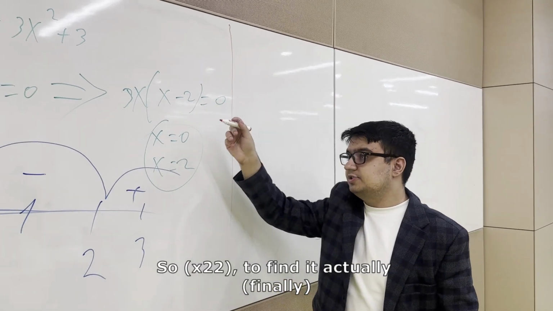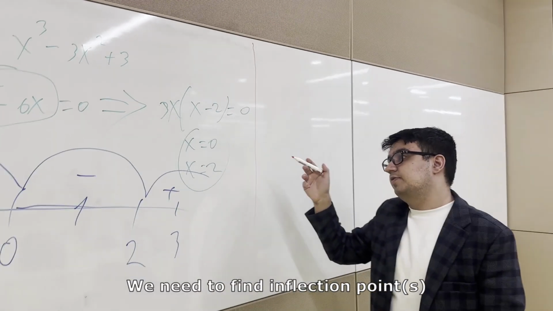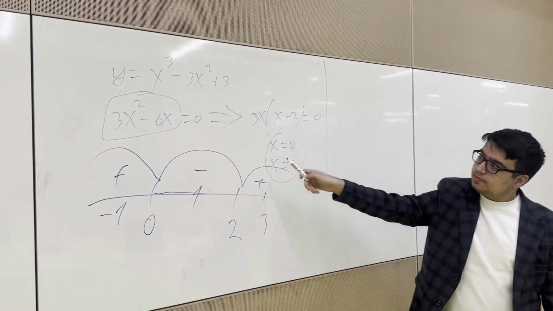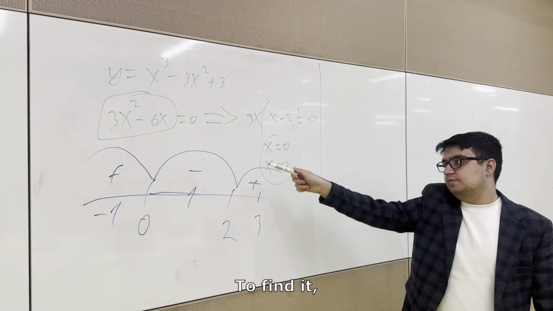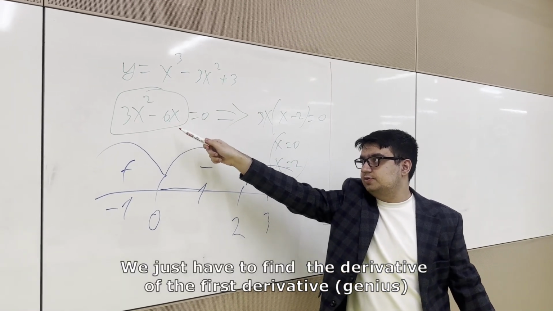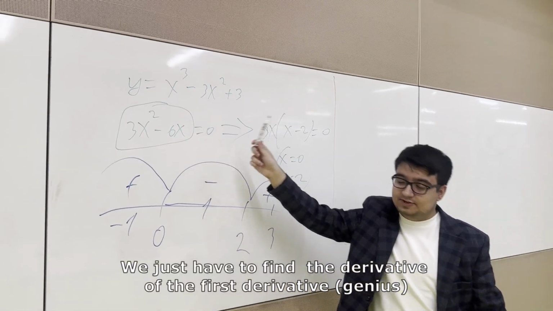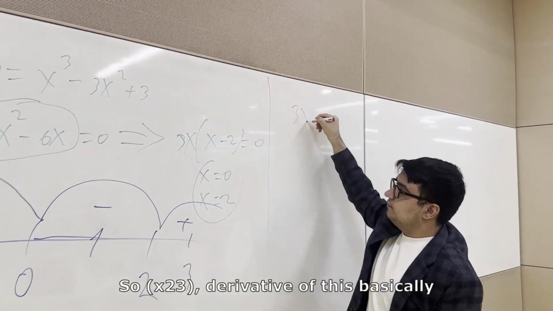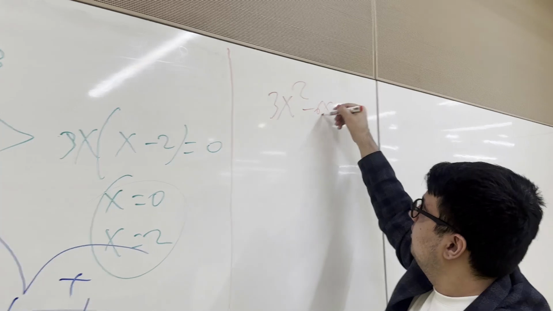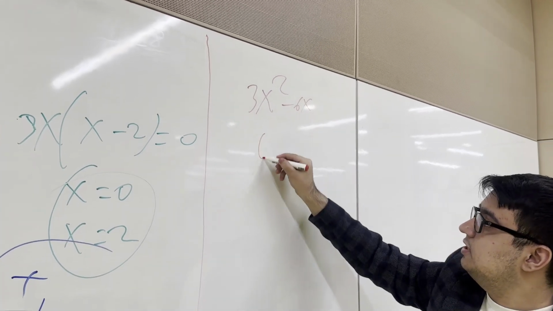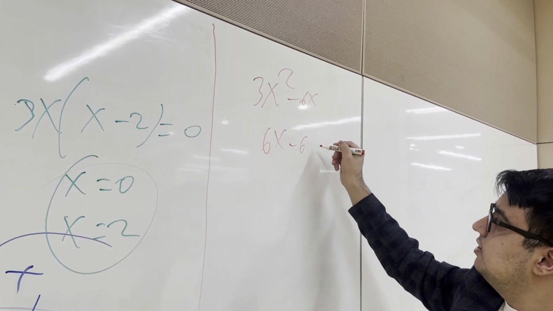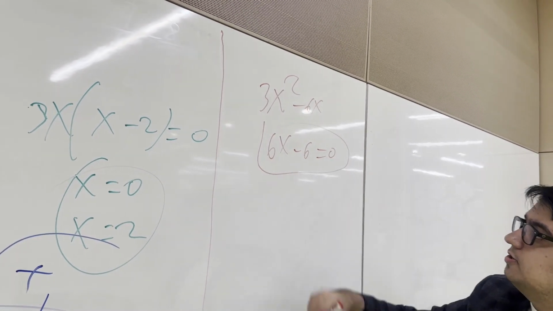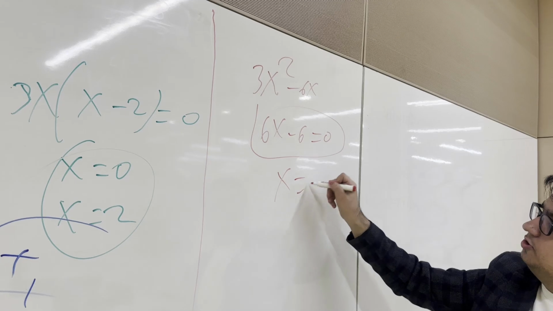To find where it's concave up or concave down, we need to find the inflection point, which comes from the second derivative of the function. To find it, we just have to find the derivative of the first derivative, which we found here. So the derivative of this is going to be 6x minus 6, and we have to set this equal to 0, just like with a critical point. And this is going to give us x equals 1.